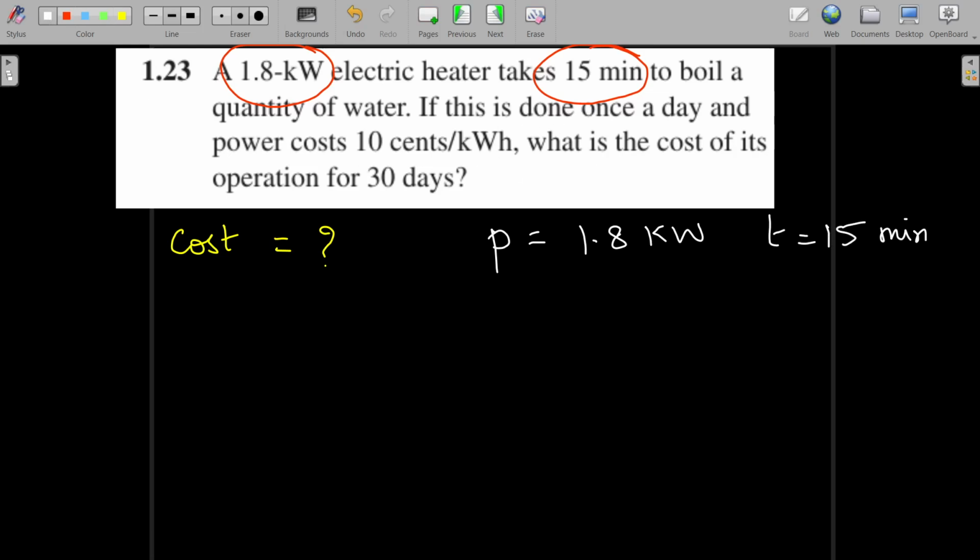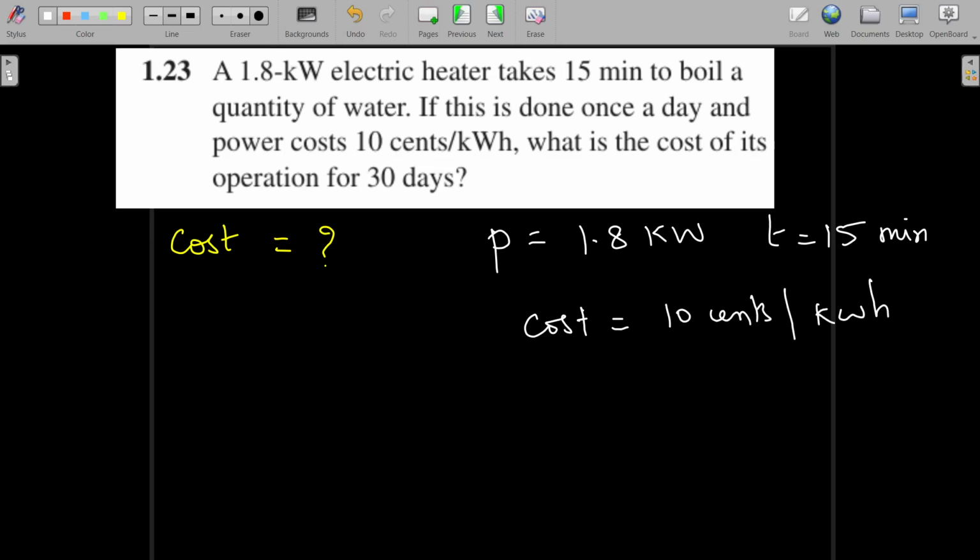And what other data is given here? The power cost is 10 cents per kilowatt hour. So it must be energy, right? Because the unit given is per kilowatt hour. So the cost is given as 10 cents per kilowatt hour.